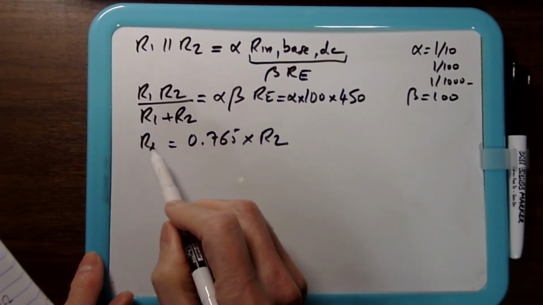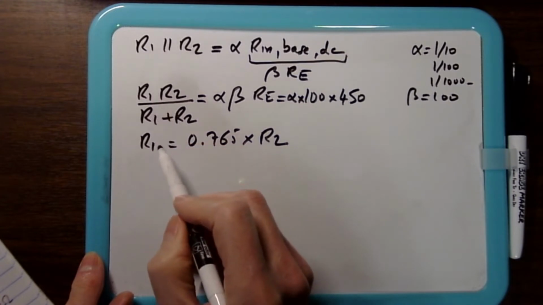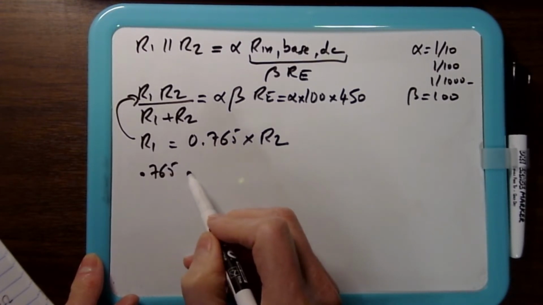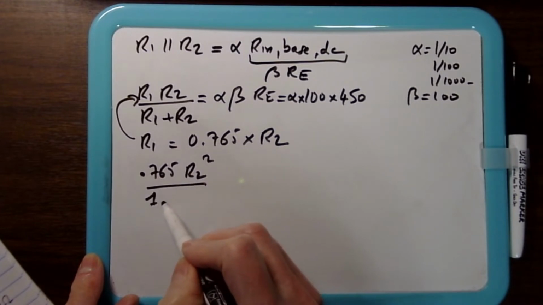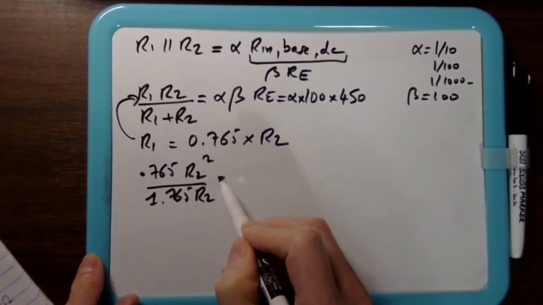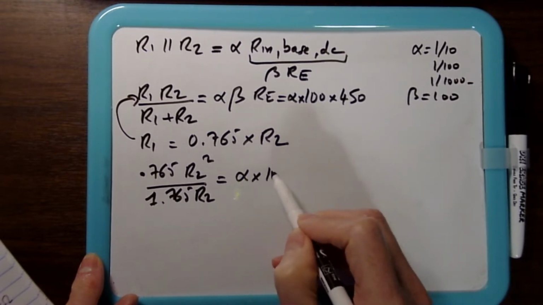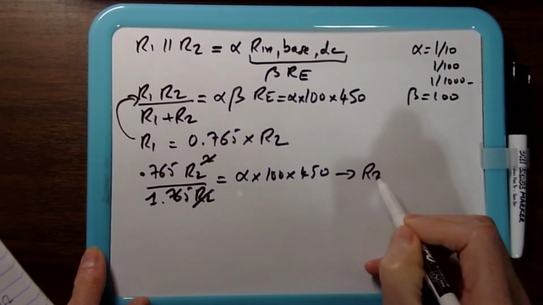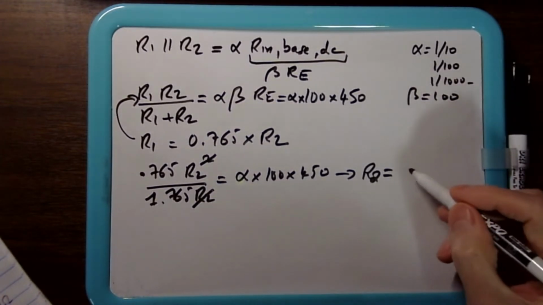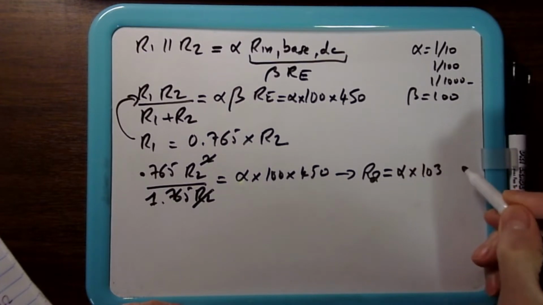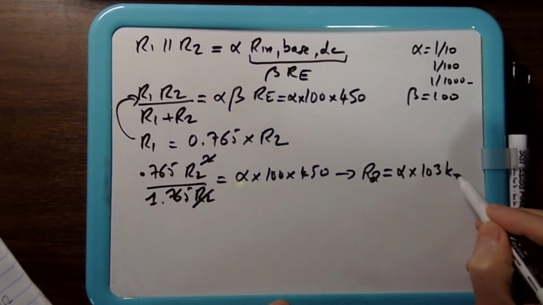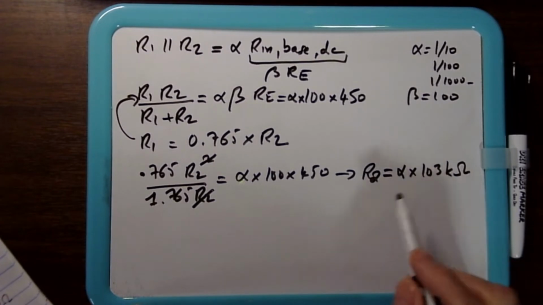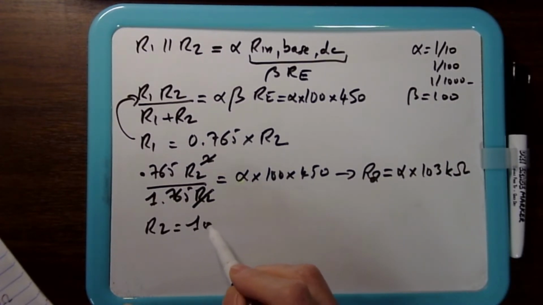So all you have to do is replace R1 in there. You put that into this, and you get 0.6 R2 squared divided by 1.765 R2 is equal to alpha times 100 times 450, and that gives R2 is equal to alpha times 103 k ohms. So alpha, usually you take 1/10, so that would give you R2 equal 10.3 k ohms.